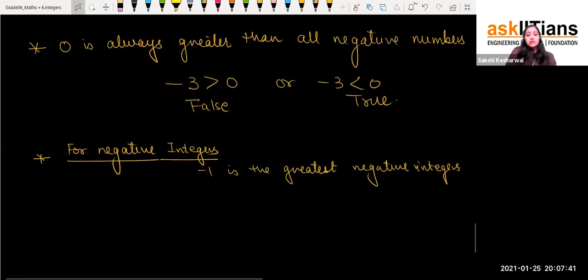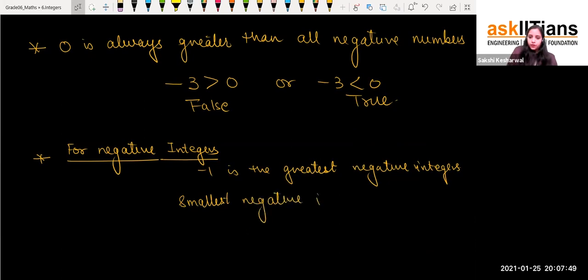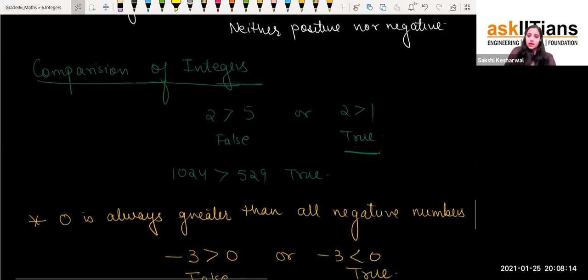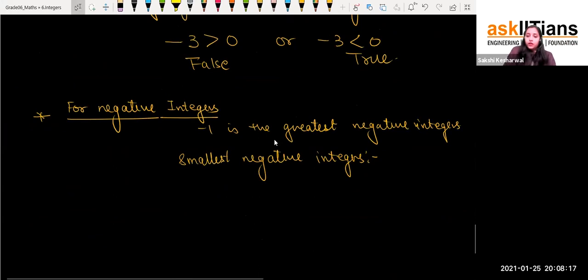So can I say what the smallest negative integer is? The smallest negative integer will be what? It's again not defined. If you see on the number line, the number on the left hand side, the leftmost, is what? Not defined. Similarly, on the positive side, the rightmost number is not defined. So we don't have the largest positive number and we don't have the smallest negative number. So we say this is undefined, or infinity, it's not defined properly, right?